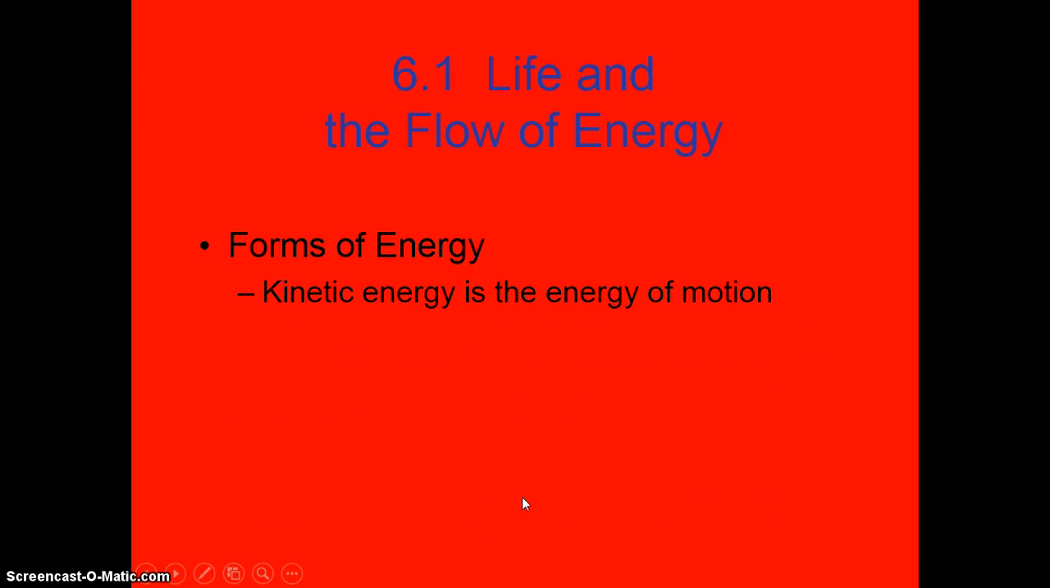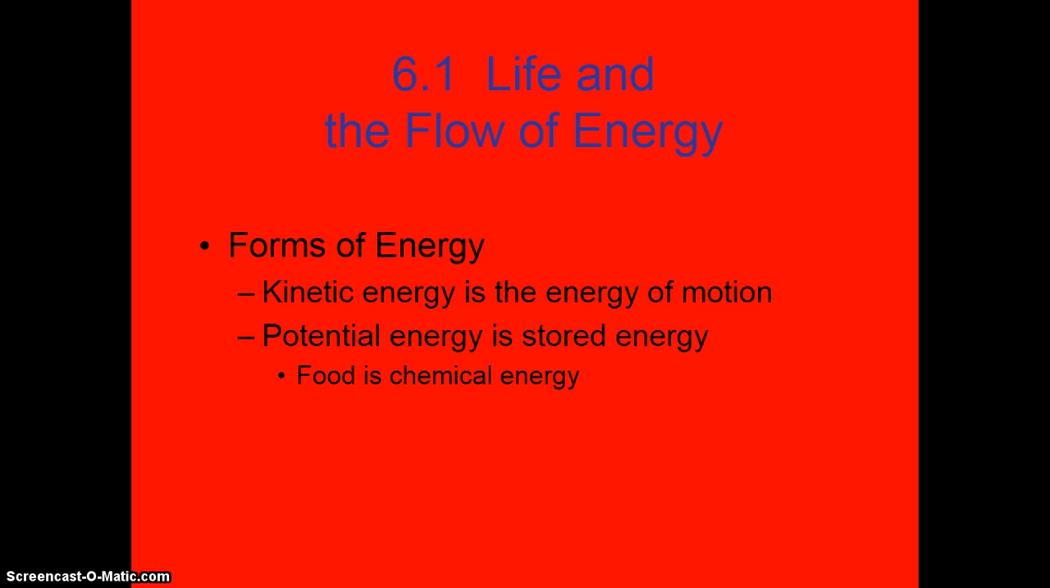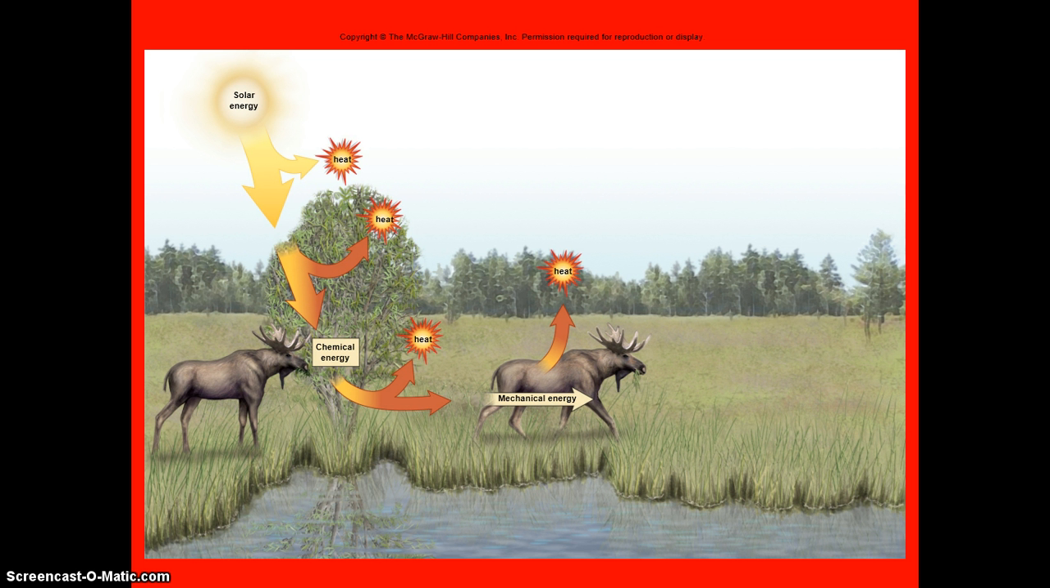From ninth grade science, you'll remember that there are different forms of energy. Kinetic energy is the energy of motion. Potential energy is energy that is stored. Food is a form of chemical energy, and if you don't need it, it gets stored, but otherwise it gets used for metabolism.